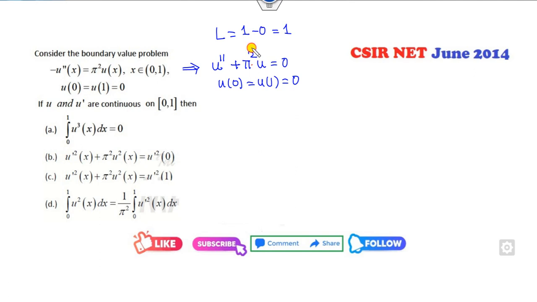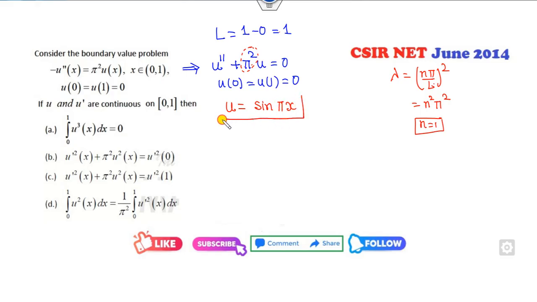Fine. What is the value of lambda? Again, in this case, lambda is already calculated. But you can see what is the value of the lambda. N pi over L, L is my 1. So it is my n square pi square. So in this particular case, n they have taken 1. So what is my solution? Solution is sine root of n is my 1. So that is a pi x.